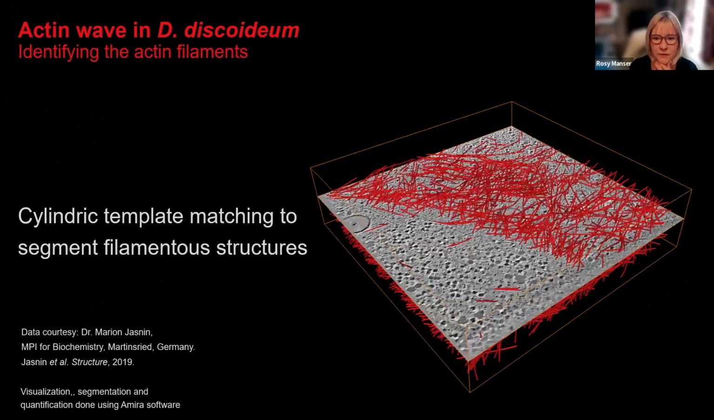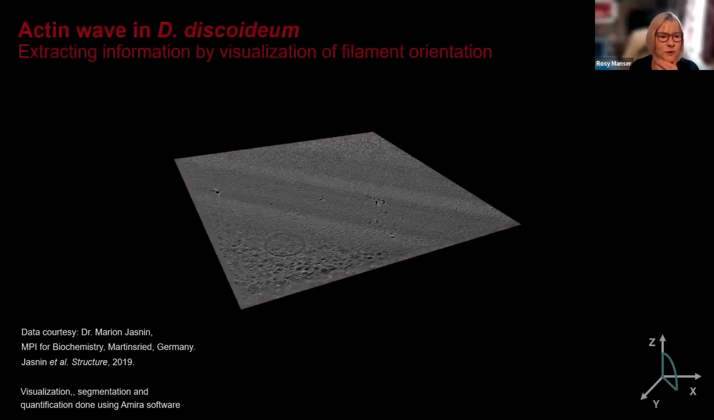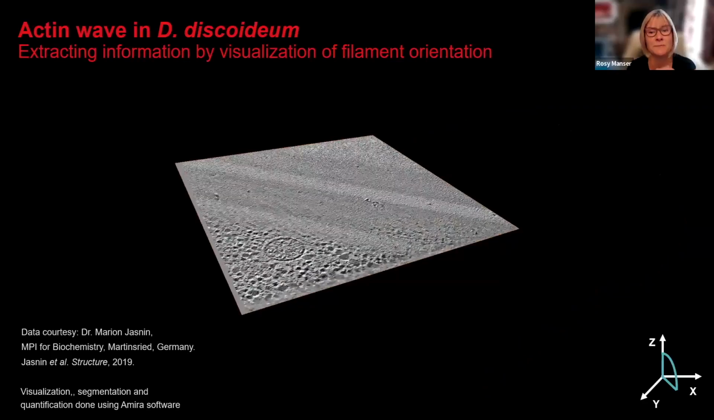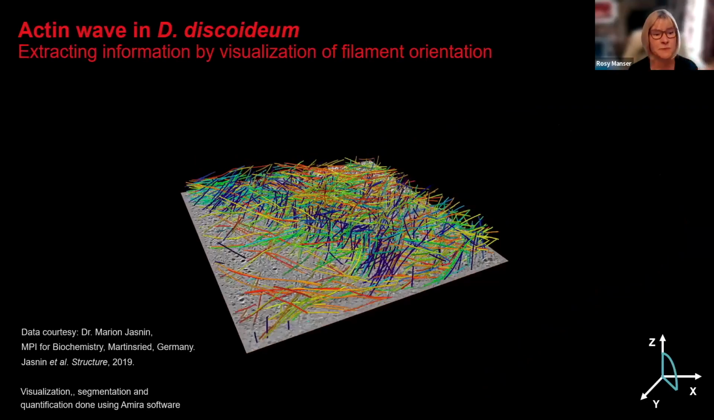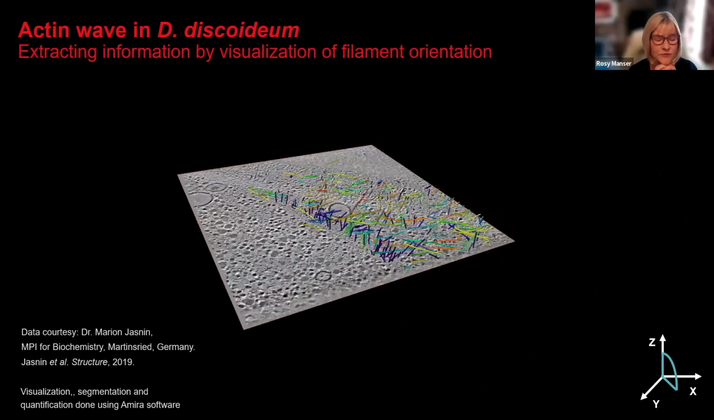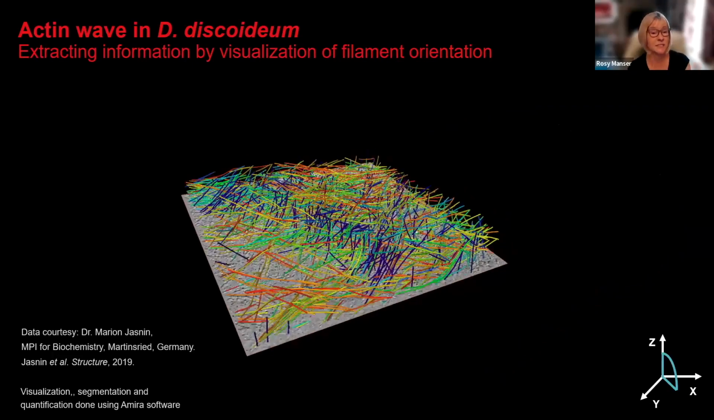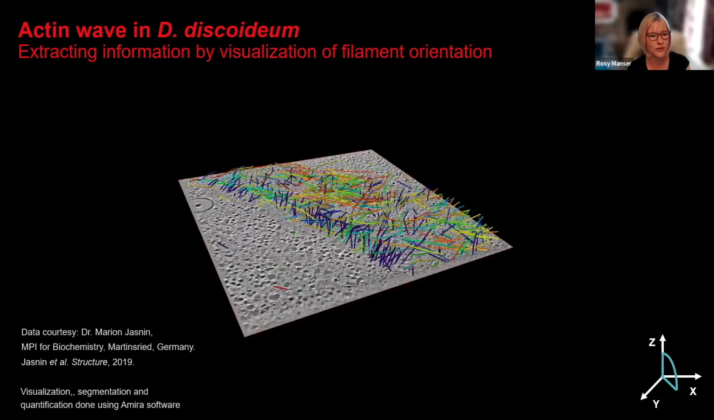This was all done with the Amira software. And you're able then to start looking at different things. You can look at directionality, you can look at number, you can look at length. And they were able to quantify, in this case, after the segmentation, you've got all that parameter space available to you. So in this particular case, the polar angle of the filaments has been color-coded, and you can see exactly where the actin wave is. Actually, the blue is shown for the actin wave.